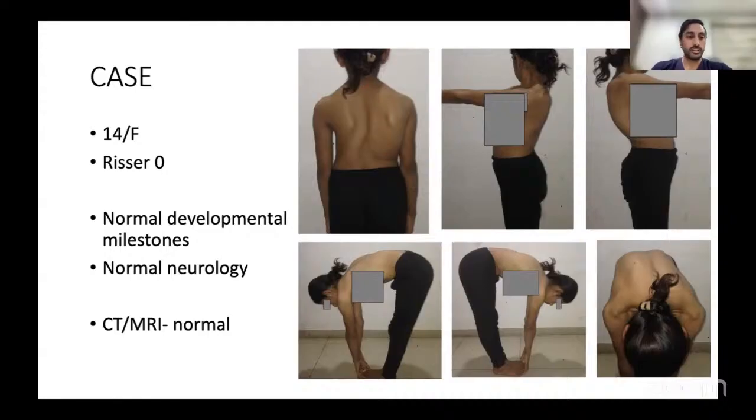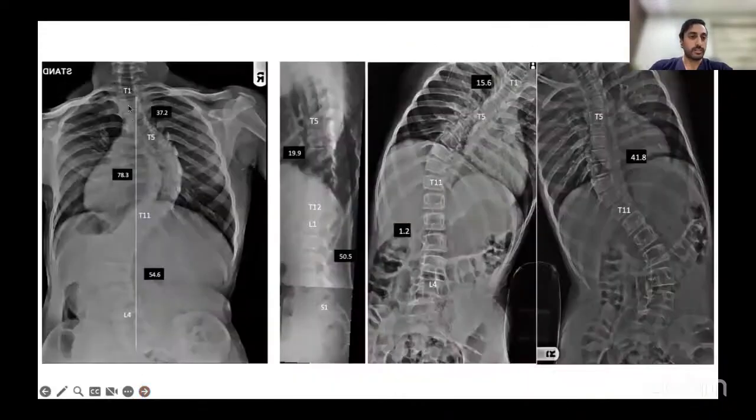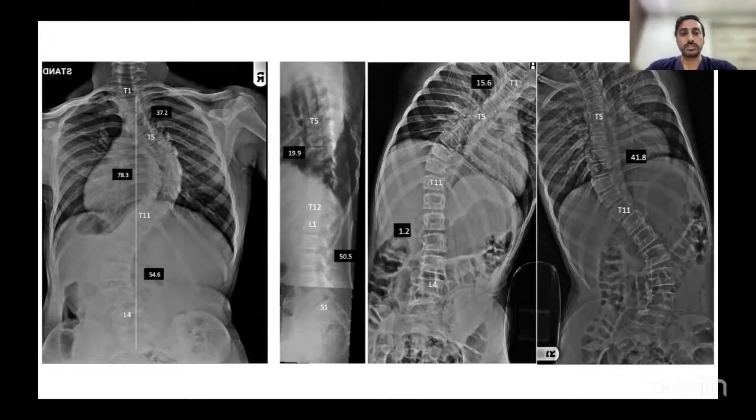We'll move on to the X-rays. So these are the X-rays, the standing AP view, lateral view, and the bending films. We can see that the thoracic curve is 78.3 degrees and the lumbar is 54.6 and the proximal thoracic is 37.2. But the lumbar is pretty much flexible and goes down to just 1.2 degrees, and even the proximal thoracic becomes straight. And the flexibility of the primary thoracic curve is also quite good, it goes down to 41.8.